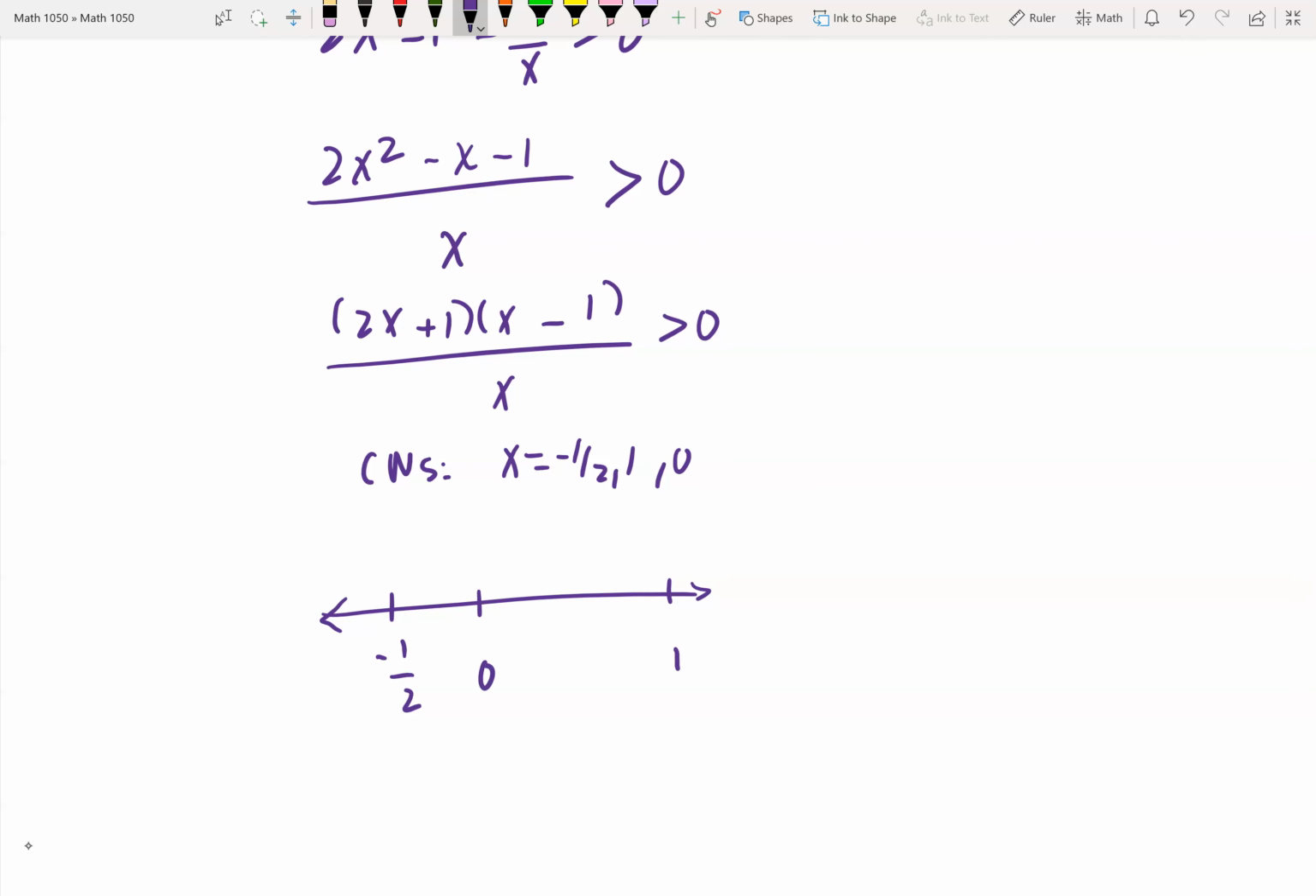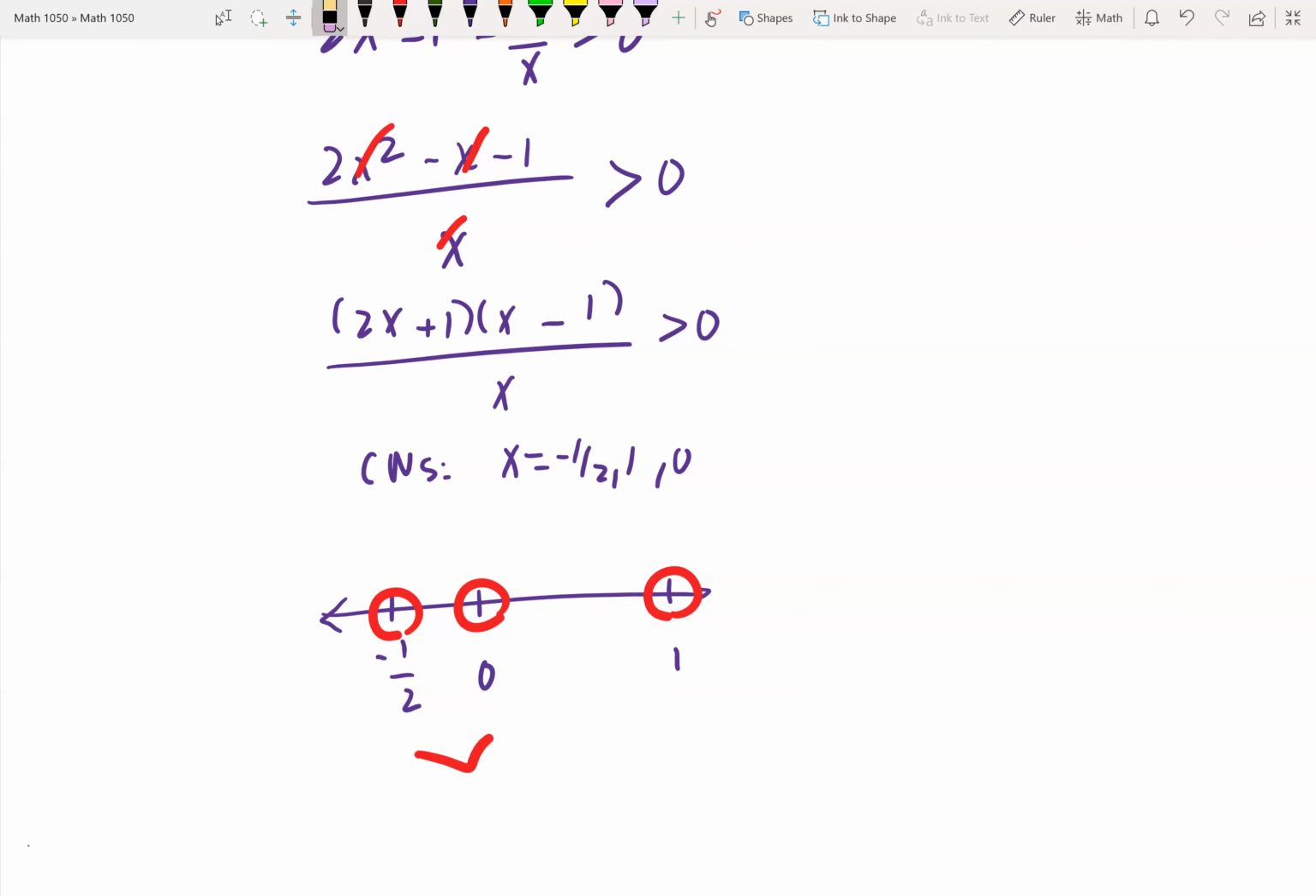The 0 is closer to the negative 1/2 than it is to the 1. They're all open. Exaggerate that they're open. The 0 region is here. If I test 0, I actually can't test 0. That was an accident because it's a critical number. So I'm going to test.